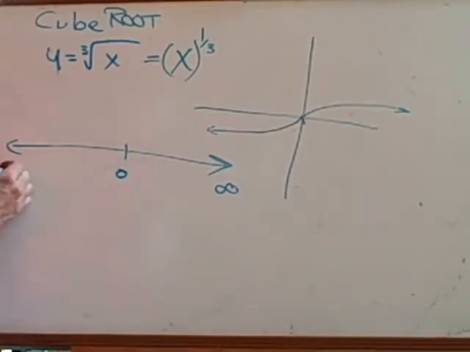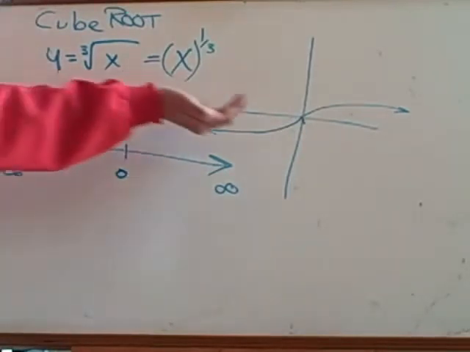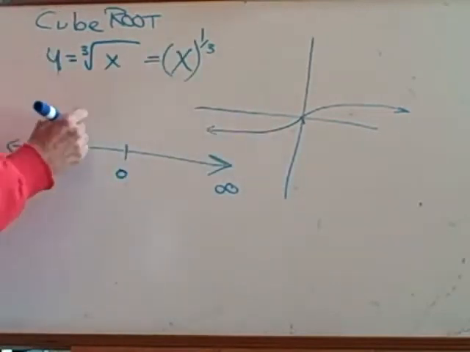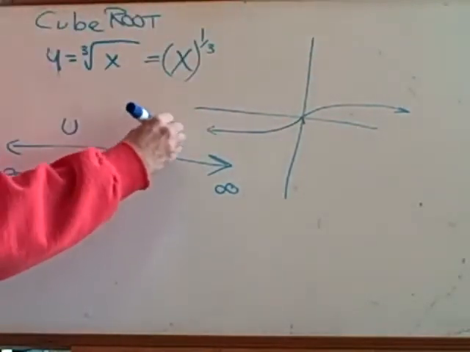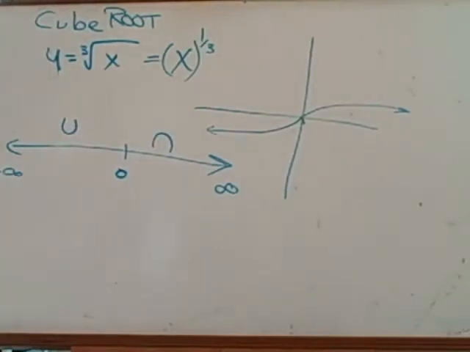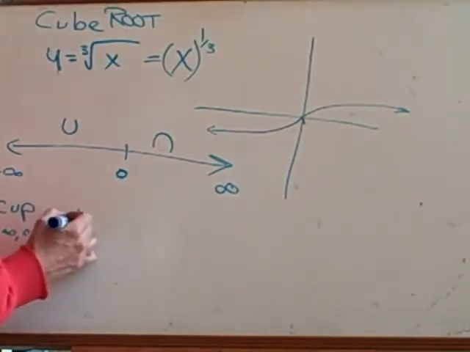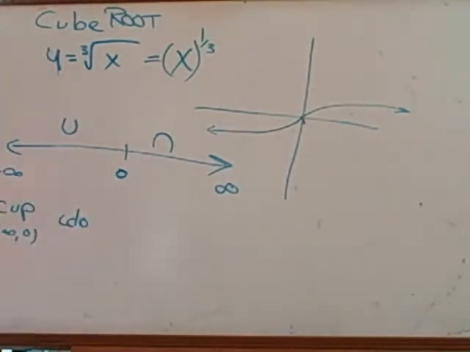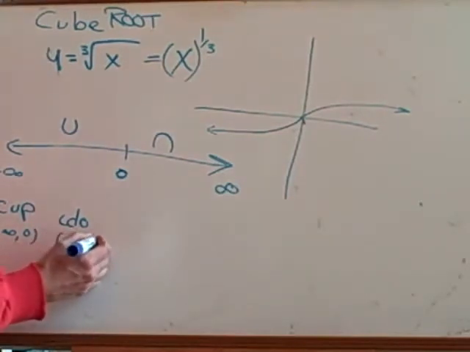So here's my 0, here's my negative infinity. If you look at this first part, this is actually concave up on this side, and this is actually concave down on that side. And so where it says concave upwards, we're just going to call it cup. That's going to be from negative infinity up to 0. Concave down, cud, is going to be from 0 to positive infinity.